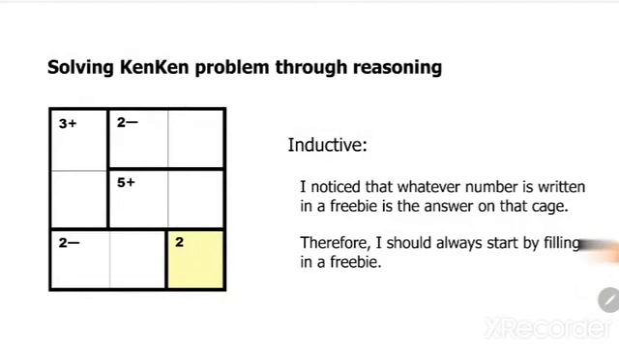Okay, let me make it apparent kung paano mo ginamit yung reasoning while solving the Kenken puzzle. Okay? So, di ba, inductive reasoning, you have several examples. And then you use those examples to establish a pattern and make a conclusion. So here, napansin mo, after several tries, after several puzzles, completing several puzzles, you notice that whatever number is written in a freebie is the answer on that cage.